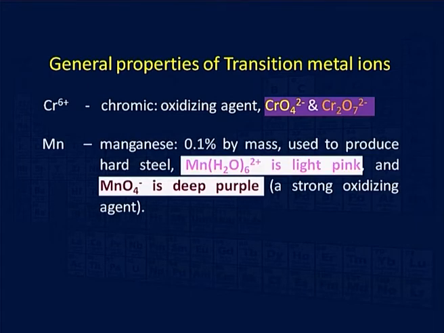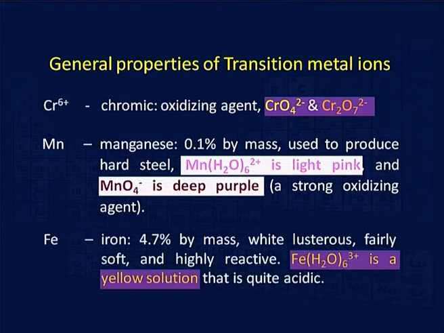Manganese is the next important transition metal, with a light pink hexa-aquo compound, and the permanganate ion is a deep purple in color. All of us are aware of KMnO4, potassium permanganate, which is a strong oxidizing agent. Iron, as we know, is the most abundant among all first row transition elements, fairly soft and highly reactive, and its hexa-aquo complex is a yellow solution and quite acidic.